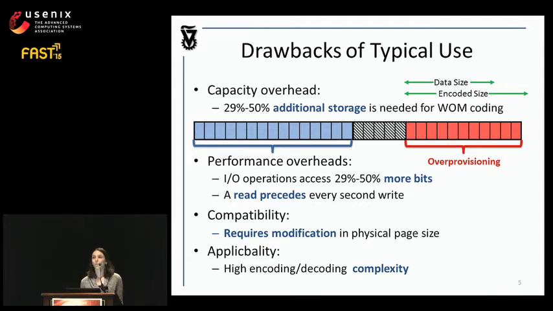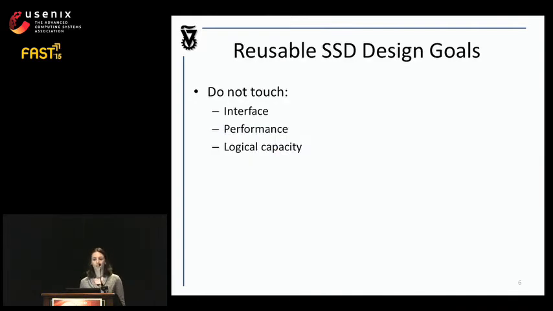Those codes that have the lower capacity overheads, around 29%, are actually so complex for the encoding and decoding that you cannot really use them in a real system. The latency is too high. So our design of reusable SSD is based on 3 observations.